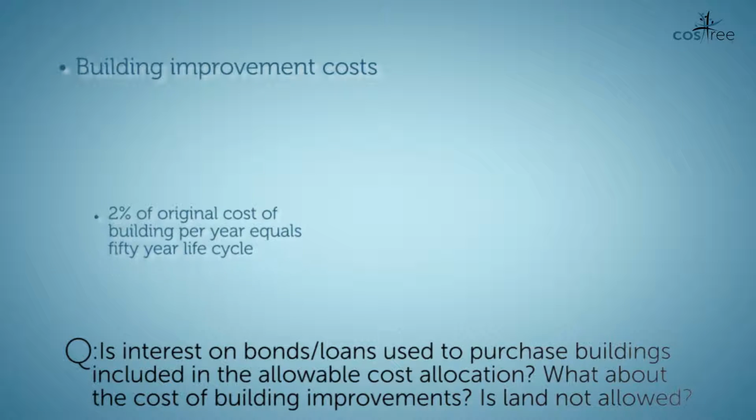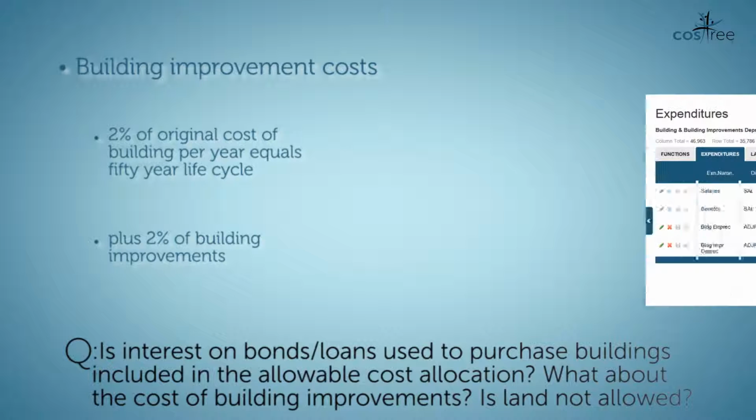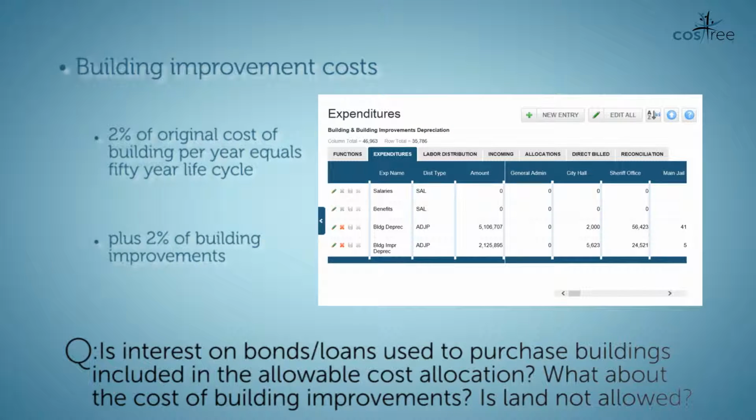So we do 2%. The old guidelines used to say you're allowed to do 2% of the original cost of the building. So basically it's a 50-year life cycle if you think about it. Every year you're allowed to collect 2% of the original cost of the building. If you think about some of these older cities, we have city halls that were built in 1900, right? Well, what was the original cost of the building then?